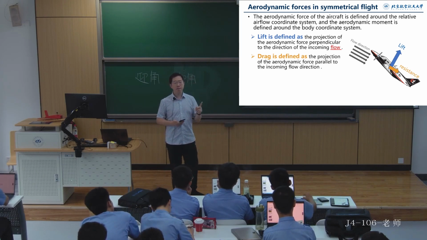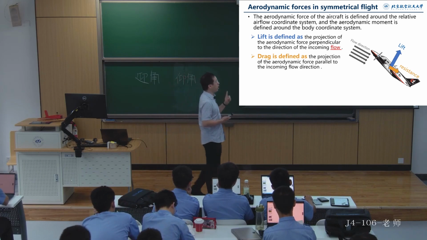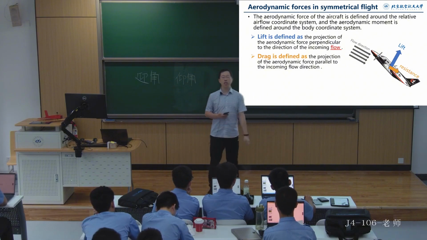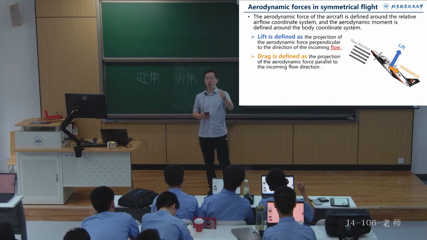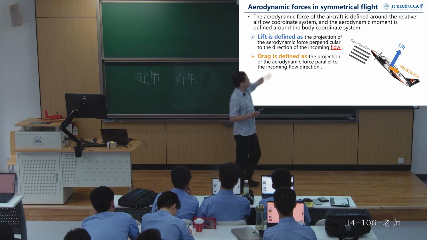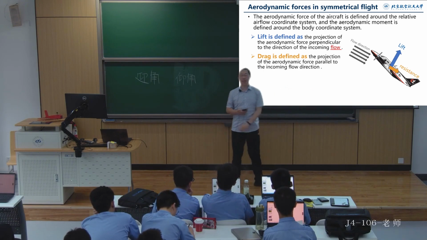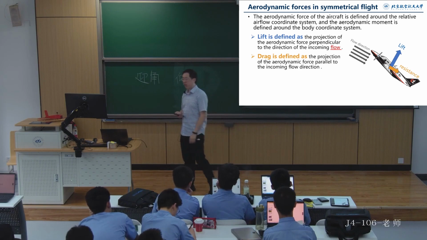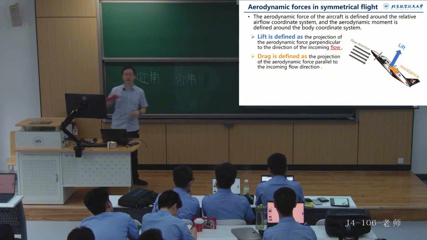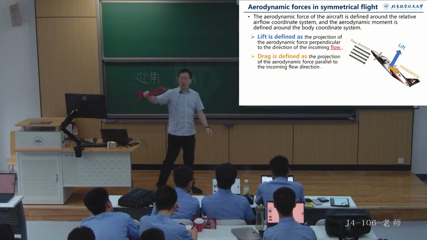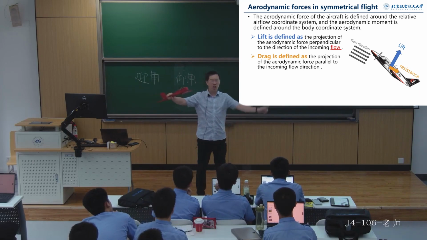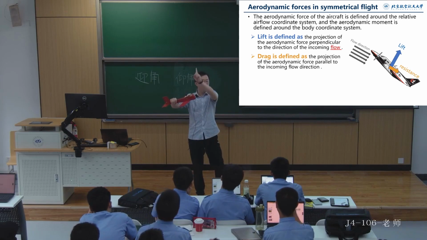Lift refers to the component of the resultant aerodynamic force of the aircraft that is perpendicular to the direction of the airflow. And drag is the component of the resultant aerodynamic force that is parallel to the direction of the airflow. Why is it important to emphasize this concept? Suppose the aircraft is flying like this. Well, what about its lift? It should be perpendicular to the airflow and in this direction, right?